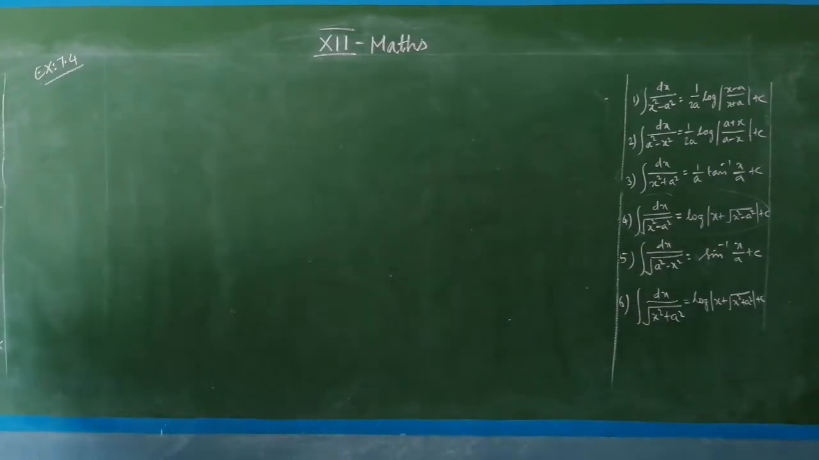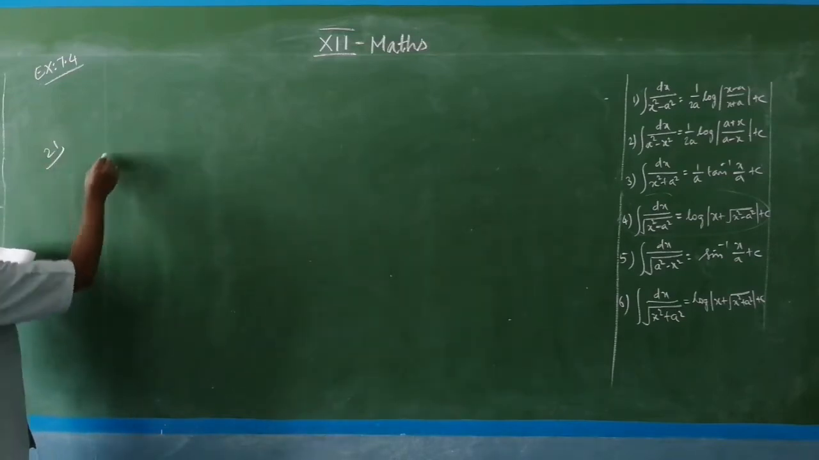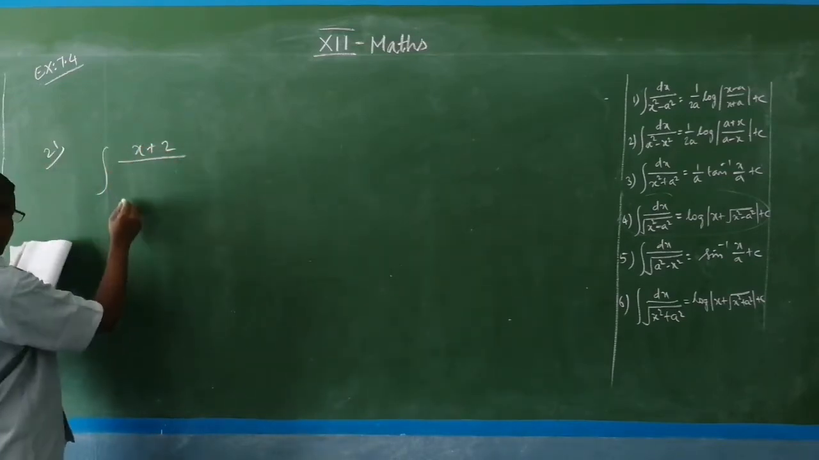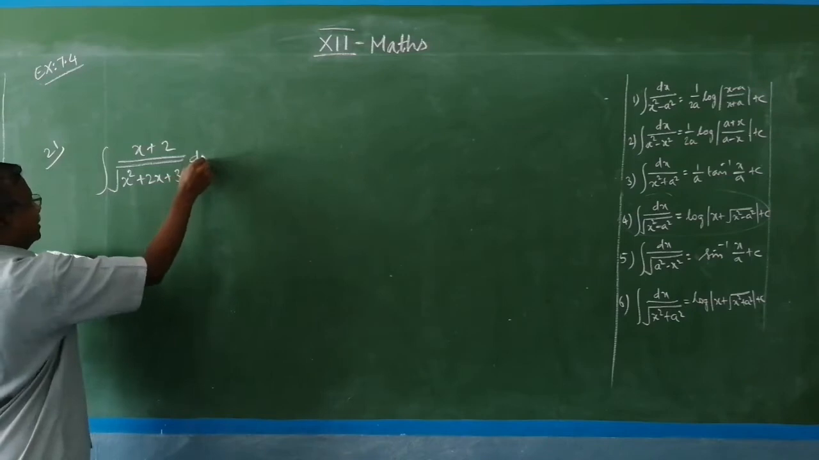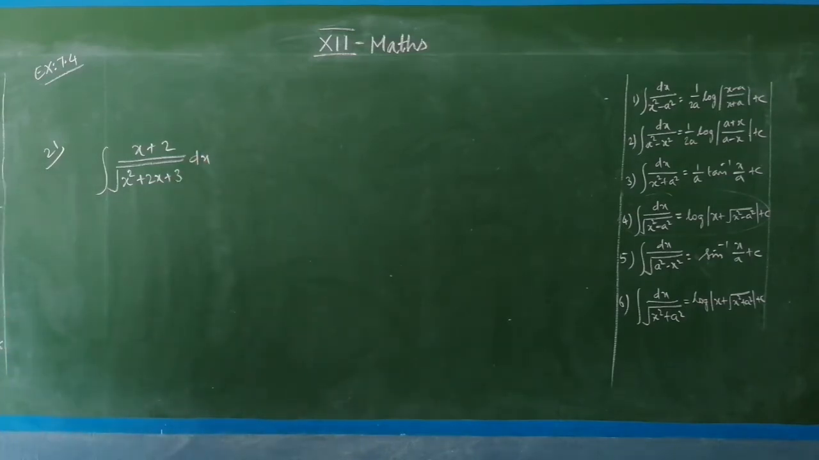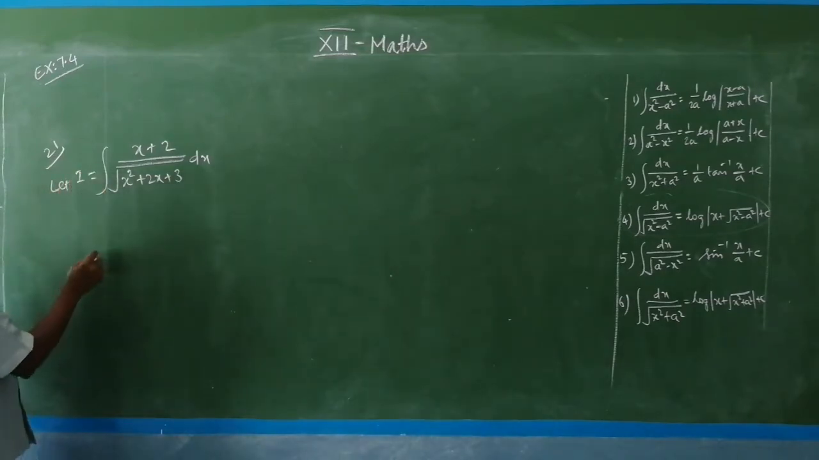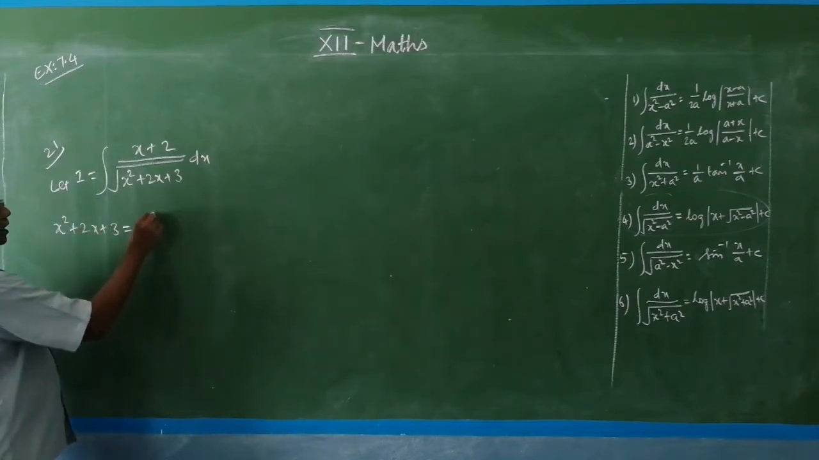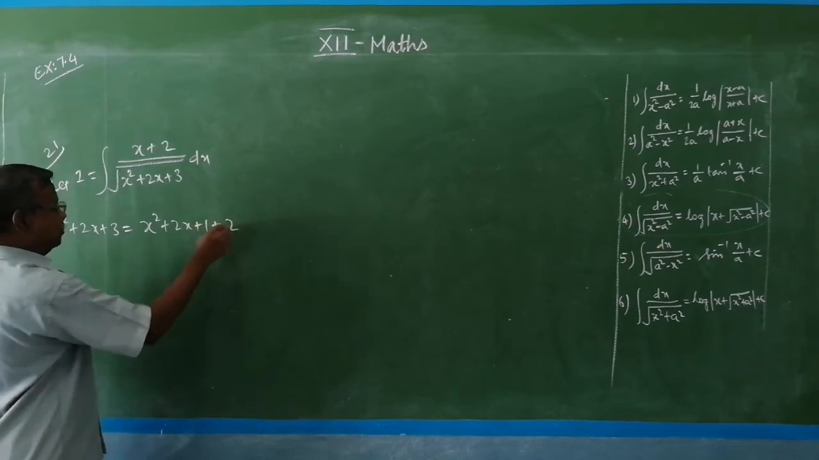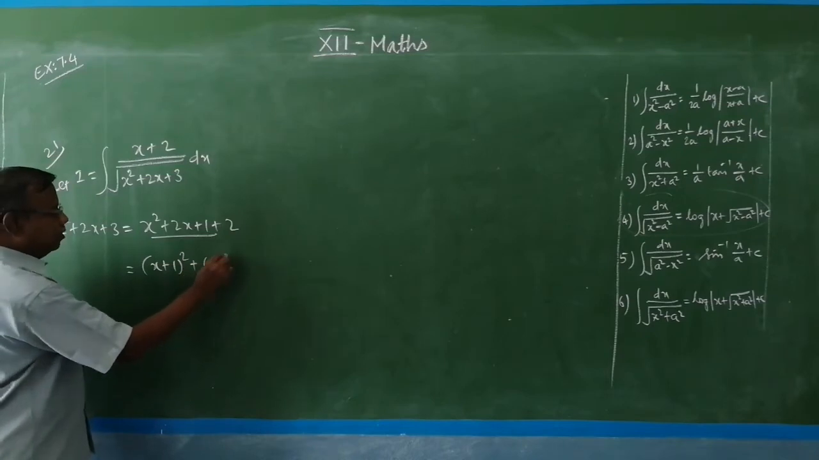Now consider the question 21. Question number 21, that is integral x plus 2 divided by root of x square plus 2x plus 3 into dx. We can simplify this part for the general part. Let I equal to, so consider the denominator x square plus 2x plus 3, which can be written as x square plus 2x plus 1 plus 2. This can be written as x plus 1 the whole square plus root 2 the whole square.